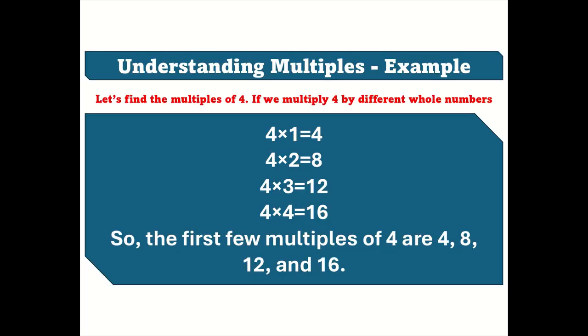Understanding multiples. Example, let's find the multiples of 4. If we multiply 4 by different whole numbers, 4 times 1 equals 4, 4 times 2 equals 8, 4 times 3 equals 12, 4 times 4 equals 16. So, the first few multiples of 4 are 4, 8, 12, and 16.